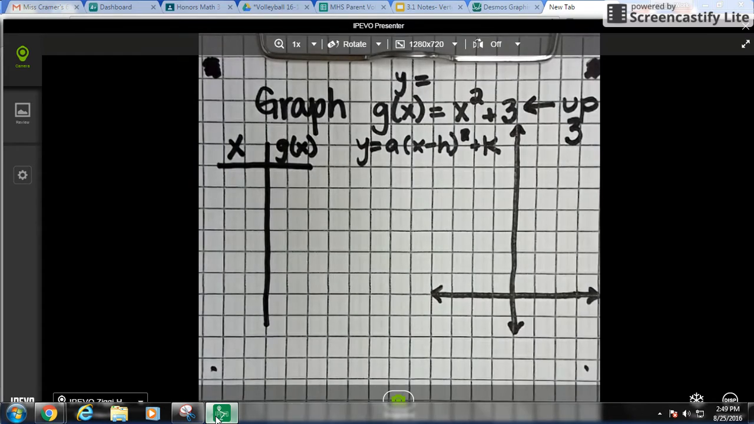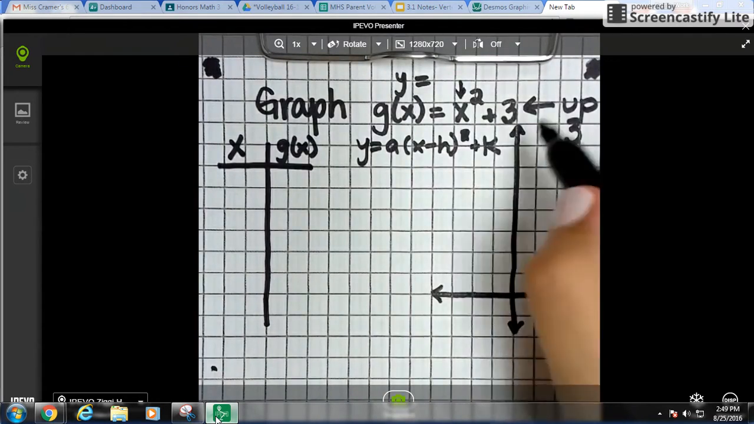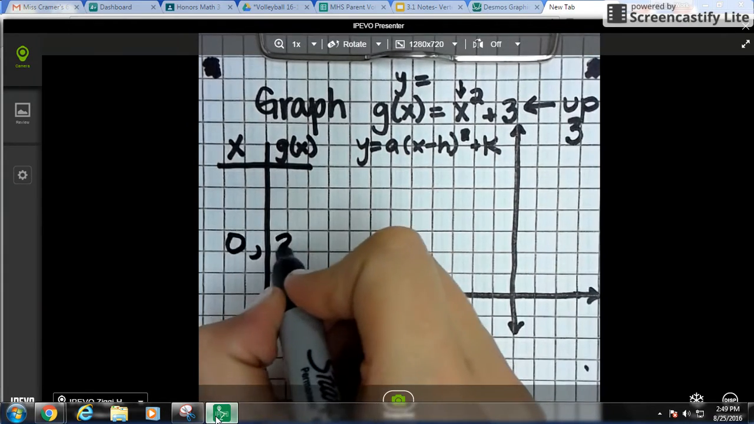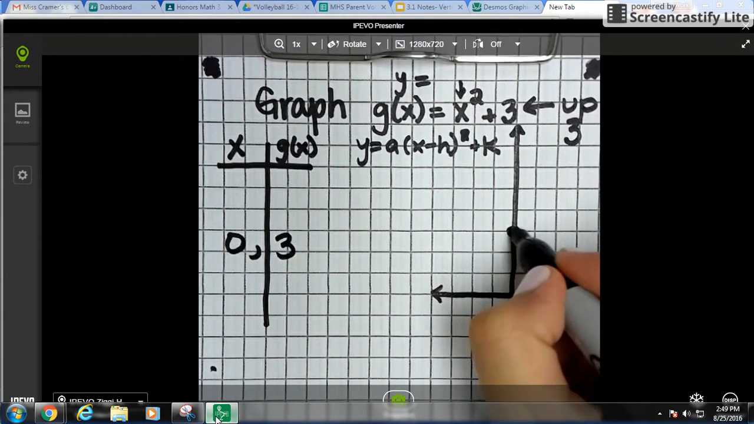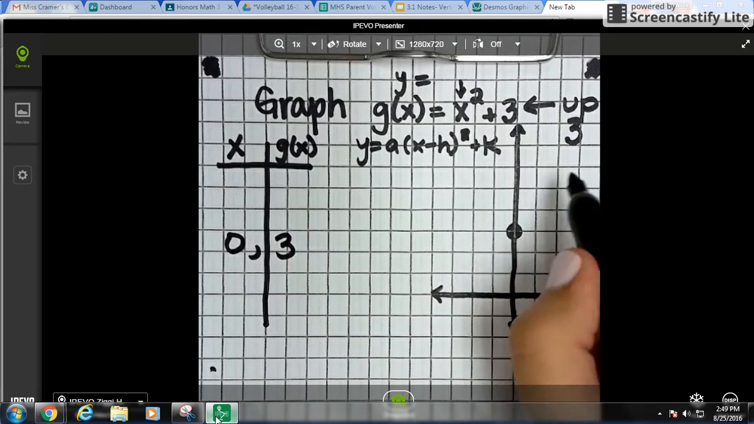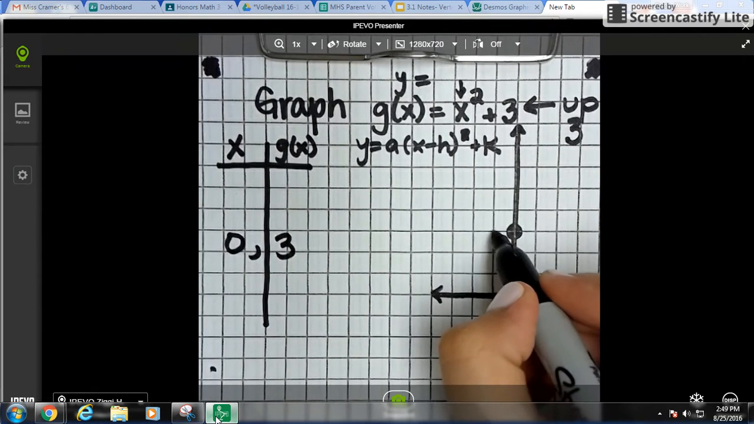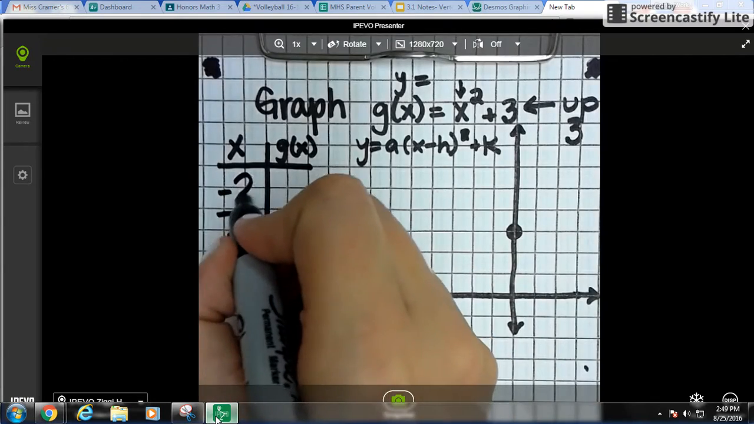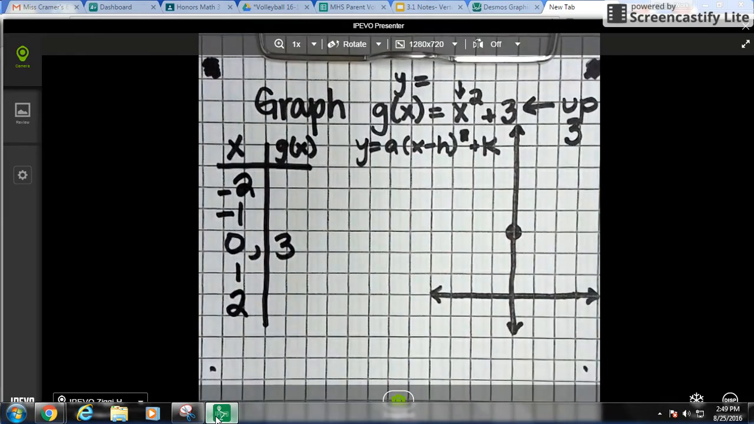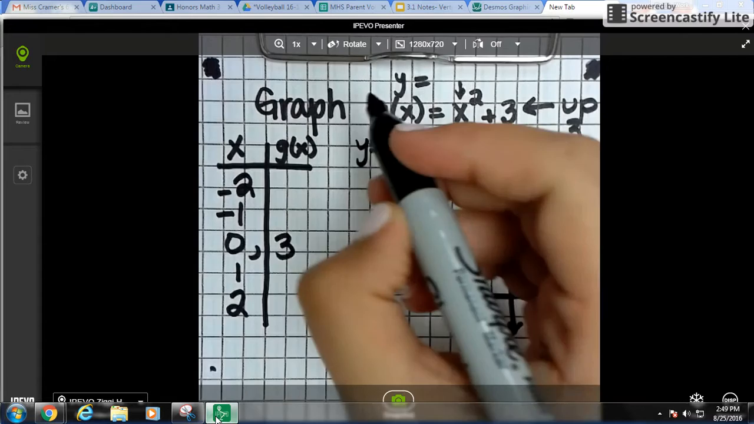So our vertex here is going to be (0, 3), since it does not shift left or right. And we're going to put that in the middle of our table, because we're going to want some points to the left of that and some points to the right of that so that we get a nice symmetrical parabola. So we need points to the left, -1 and -2, and points to the right, 1 and 2. And so we're going to plug that into our equation, x squared plus 3.